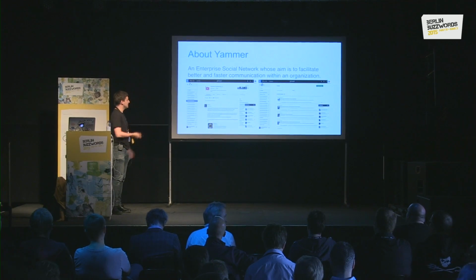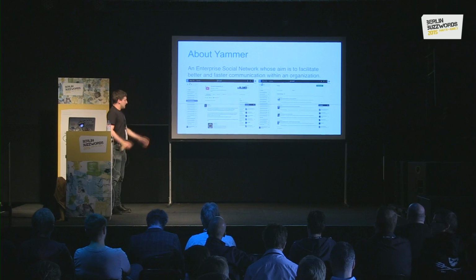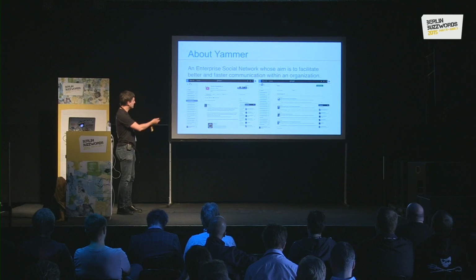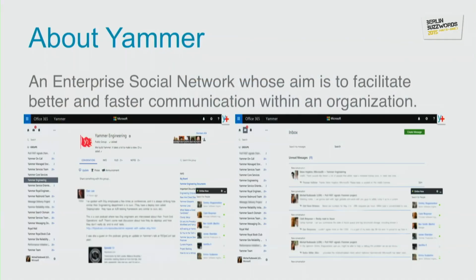So, as you can see, Yammer is an enterprise social network whose goal is to facilitate better and faster communication within an organization. Here are two screenshots. One shows a view of Yammer, which probably looks familiar, quite like Facebook, I guess. It shows a group view. We are looking at one of the groups in Yammer where teams collaborate.